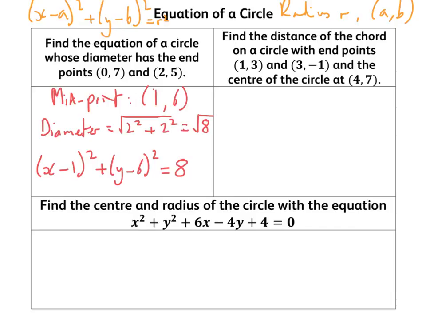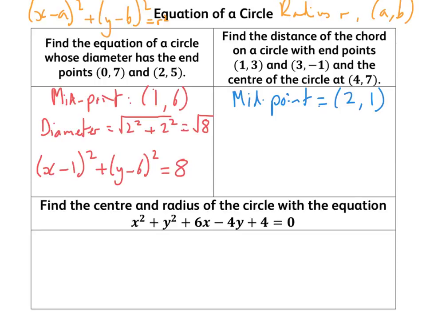Now it says find the distance of the chord on a circle with endpoints (1, 3) and (3, minus 1) and the centre of the circle (4, 7). You should know that a radius will meet a chord at its midpoint at 90 degrees. That's the shortest distance. So first, we find the midpoint: 1 plus 3 divided by 2 is 2, and 3 plus minus 1 divided by 2 is 1, so (2, 1).